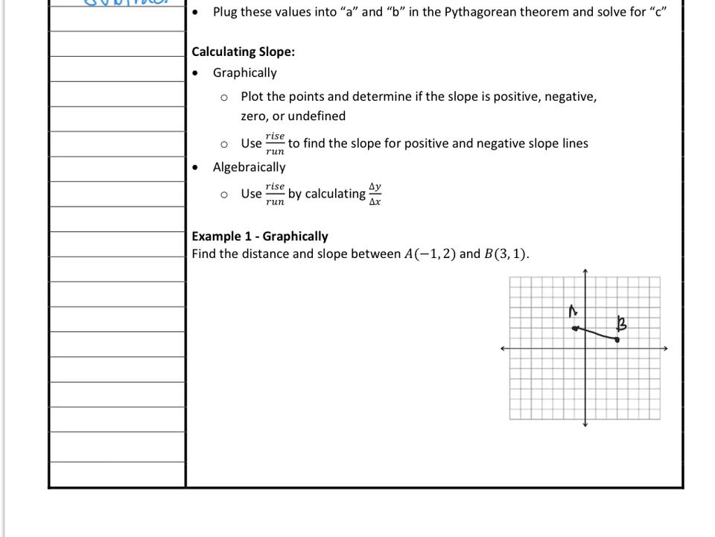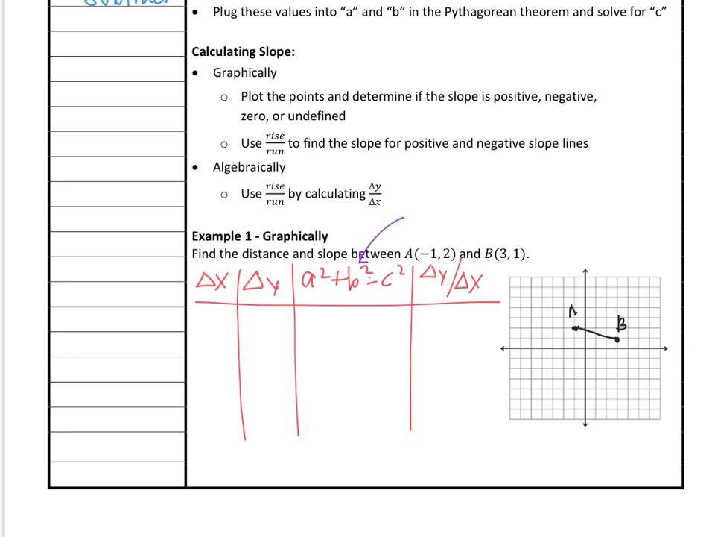So we're going to start by making this big, beautiful table with change x, change y, Pythagorean Theorem, and then change y over change x. Remember, Pythagorean Theorem is our distance and change y over change x is our slope. To find the change x and y, we're going to make a right triangle on our graph. I took point A, dragged it downwards and over towards point B and made a right triangle.